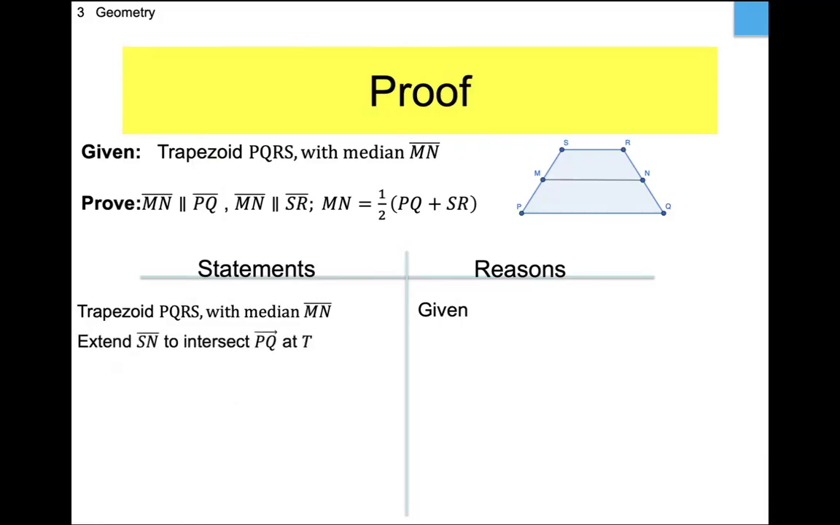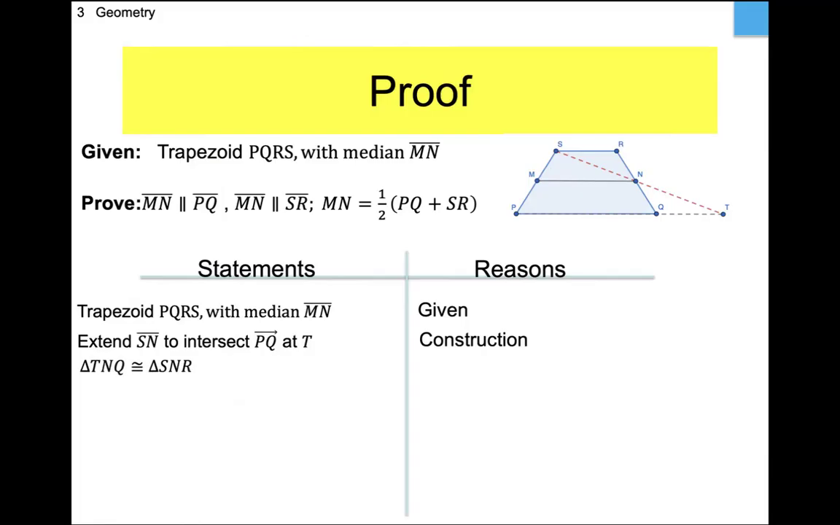All right, so here's what we're going to do. We're going to extend SN. You see where SN is, right? We're going to extend SN all the way down to where it would intersect with a line extended from PQ. So I extend PQ out to an infinite distance, and then I extend SN out to an infinite distance, and where the two lines intersect, we'll call that point T. All right, that's just a basic construction. Clearly, I've made two triangles.